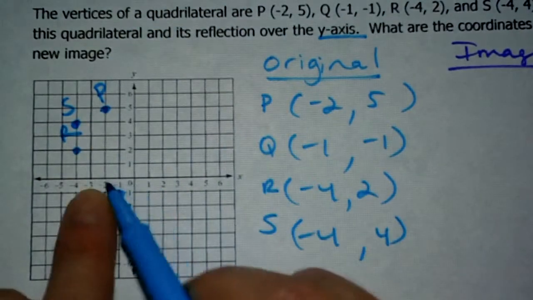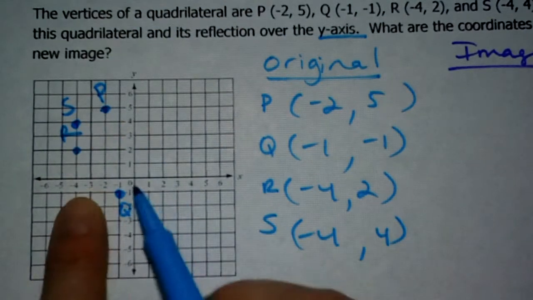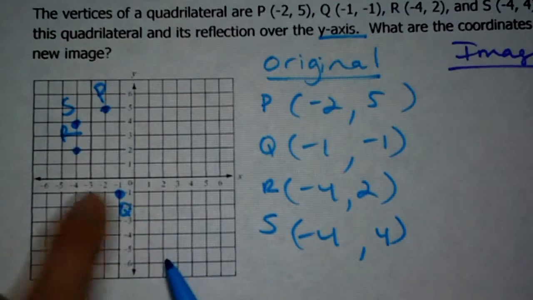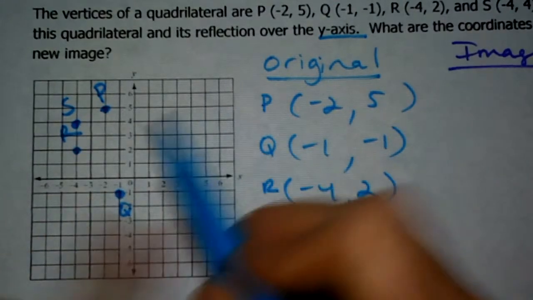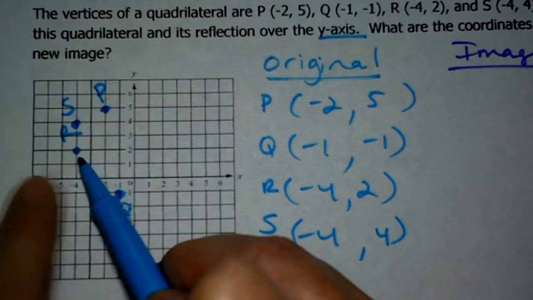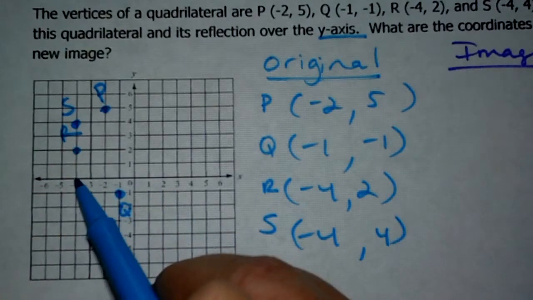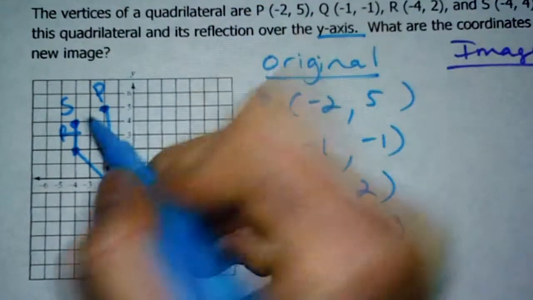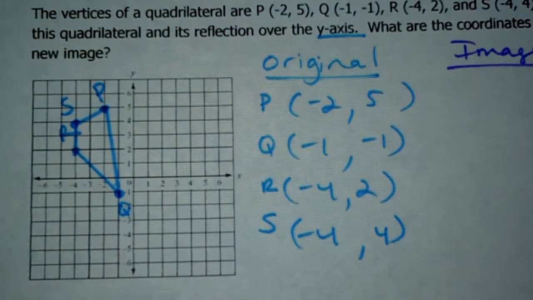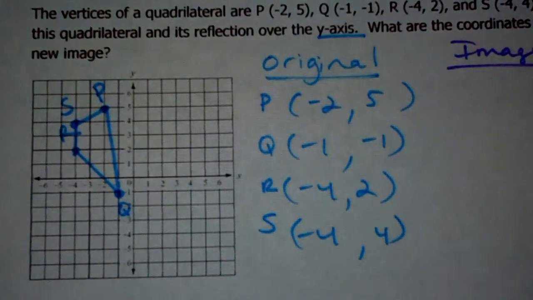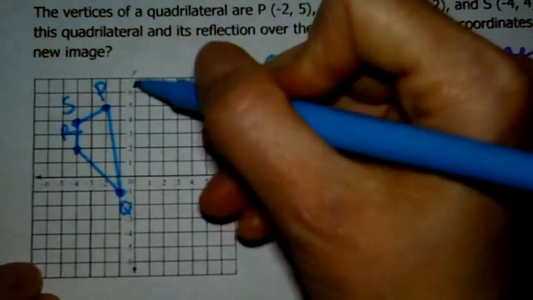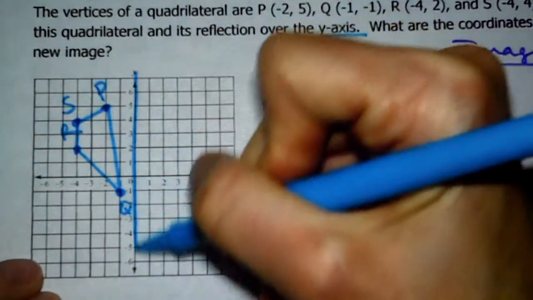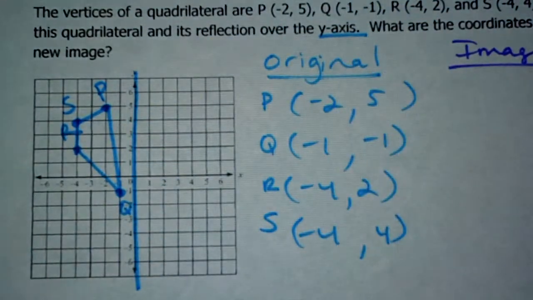So again, negative 2, 5 for P, negative 1, negative 1 for Q, negative 4, 2 for R, and negative 4, 4 for S. Now we just need to connect those. All right, so there's our quadrilateral. It has 4 sides. Wonderful. Now what we want to do is we want to reflect this quadrilateral over the y-axis, because that's what it says we're supposed to do.